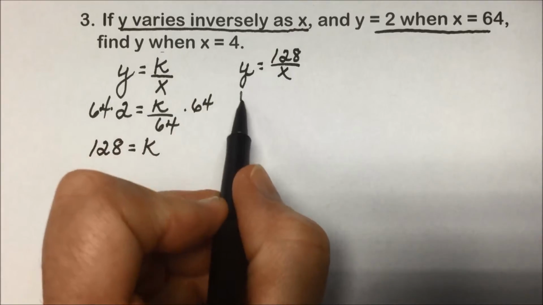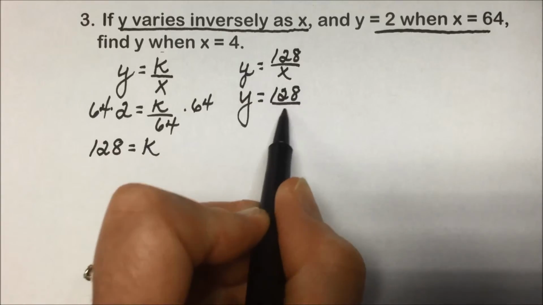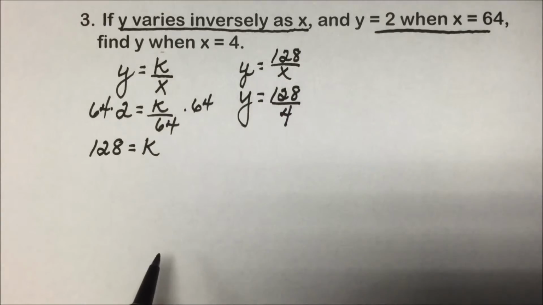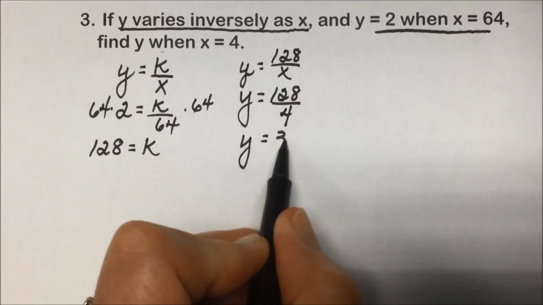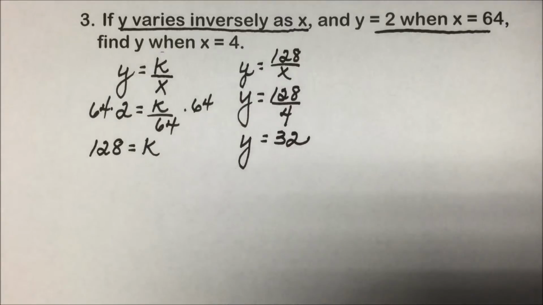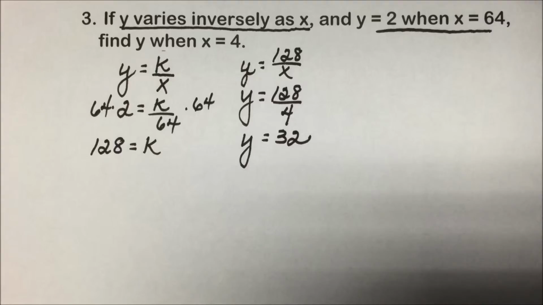Now we have only one unknown because we know that constant. X is 4. What will y be? Replacing x with the value 4, doing the indicated division of 128 divided by 4 is leaving us with a 32. That is one method, and if the problem does ask you for the constant of proportionality or variation, this would be the approach.